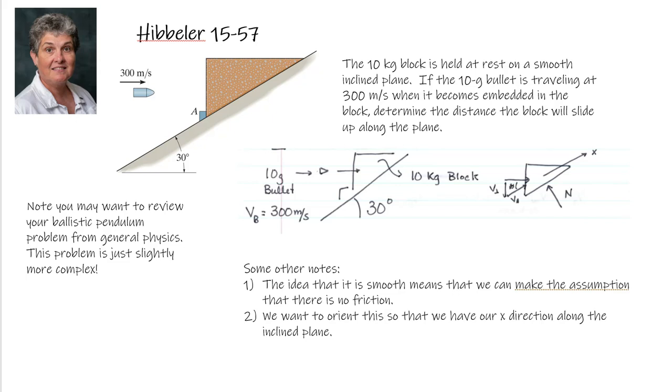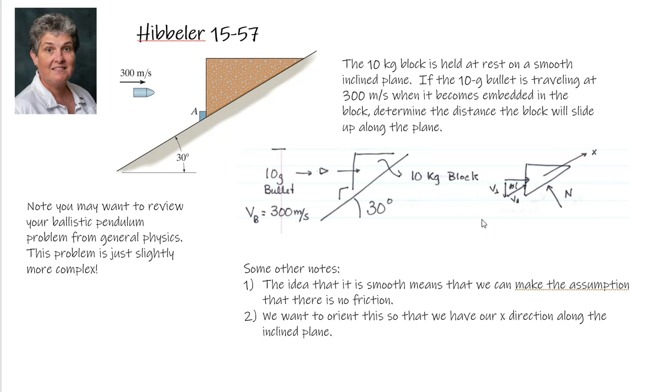So let's look at drawing what's happening here. I've got my 10-gram bullet, and it's going to hit my 10-kilogram block. We've got an angle of 30 degrees, and we know what's going to happen is we're going to get a slide up the plane. And so I'm going to have a normal force to the plane, and I'm going to have the slide up the plane.